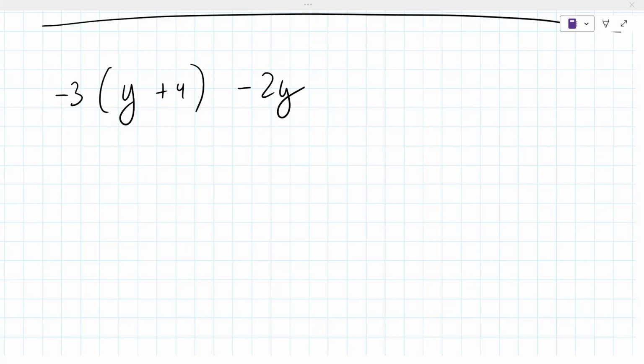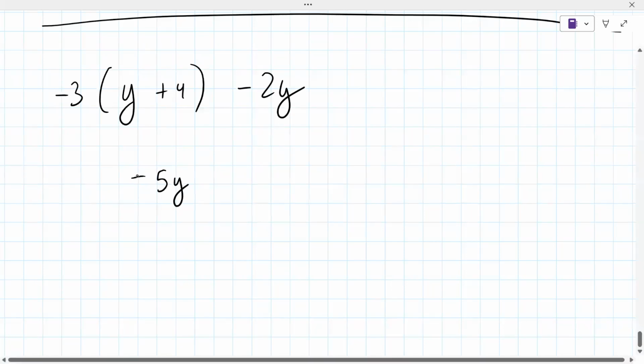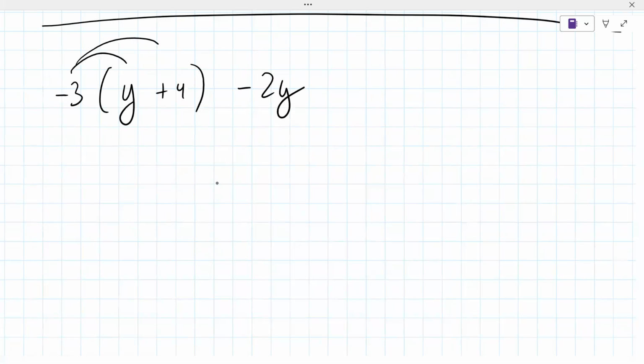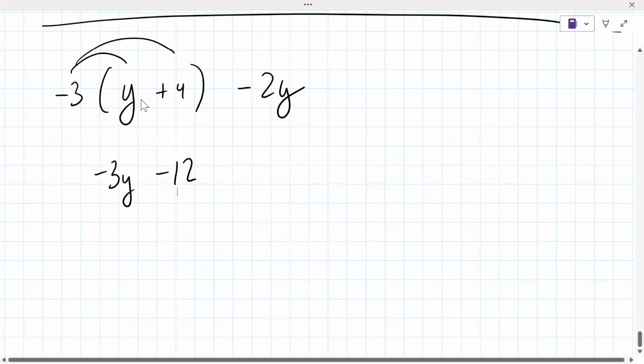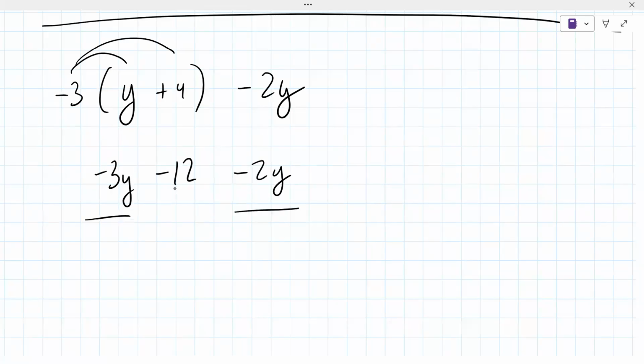Would it be -5y plus 12? Very close. So I've gotten the sense that you're not distributing this into both. They always change sign. So if it's positive, it becomes negative. And then yes, the minus 3y minus the 2y becomes minus 5y. Oh, I see what I did. Yeah.